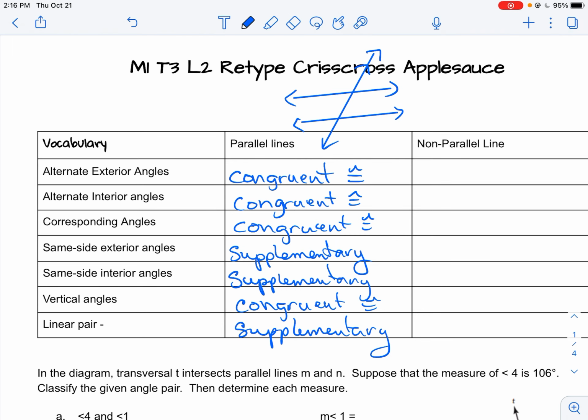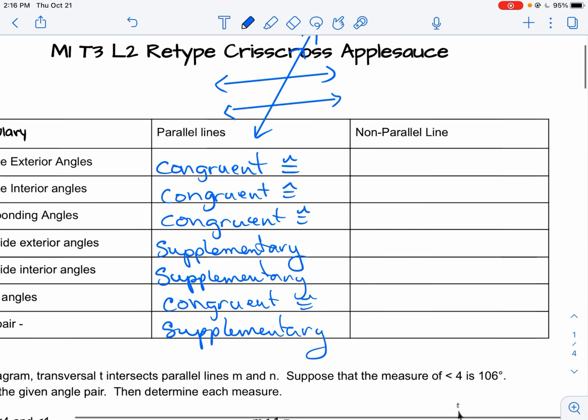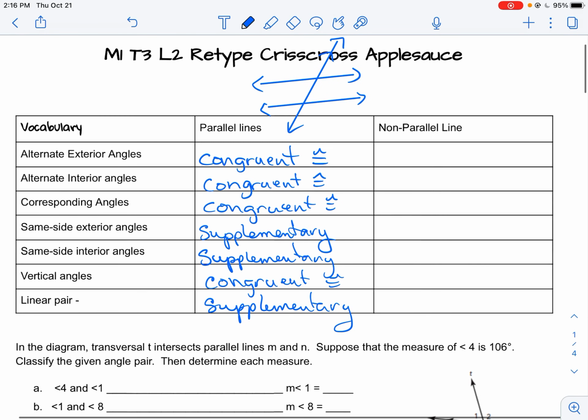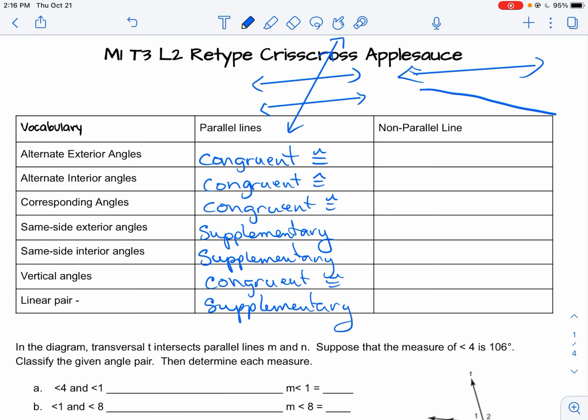Now, what if the lines aren't parallel? So let's say I have one that's going like this and one that's going down here, and then it has a transversal.